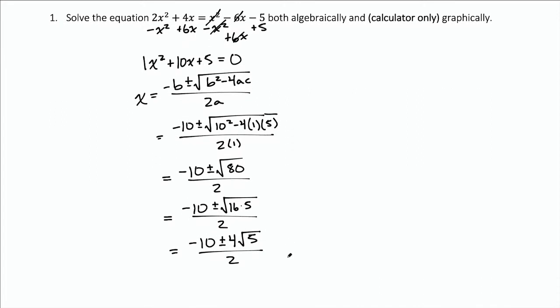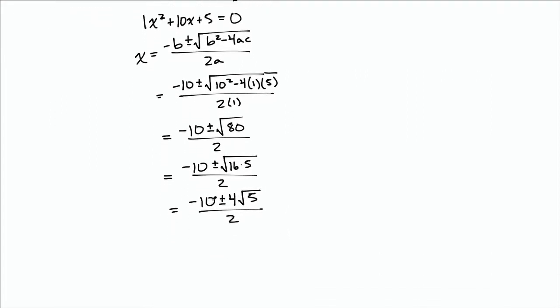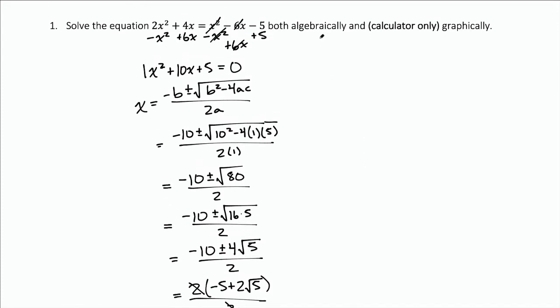Finally, we can get a common factor of 2 out of this numerator. We have a negative 5 plus 2 root 5, and cancel that with the 2 in the denominator. So our two answers are negative 5 plus 2 root 5 and negative 5 minus 2 root 5. That is our algebraic solution.